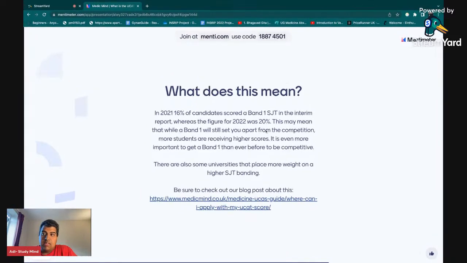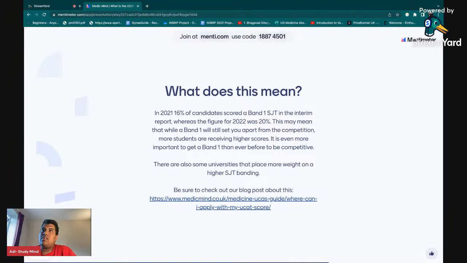So what does this mean? What this means is that in 2021, 16% of candidates scored a band 1 in situational judgment in the interim report, whereas for 2022, this was 20%. This may mean that while a band 1 still sets you apart from the competition, most students are receiving higher scores. So it's even more competitive, and everyone else is going higher and higher.